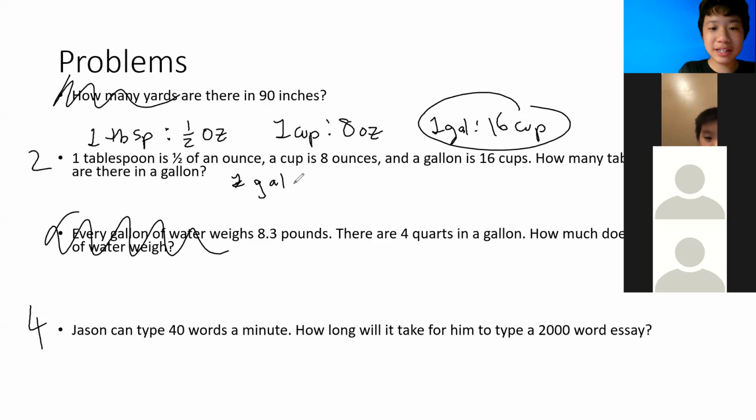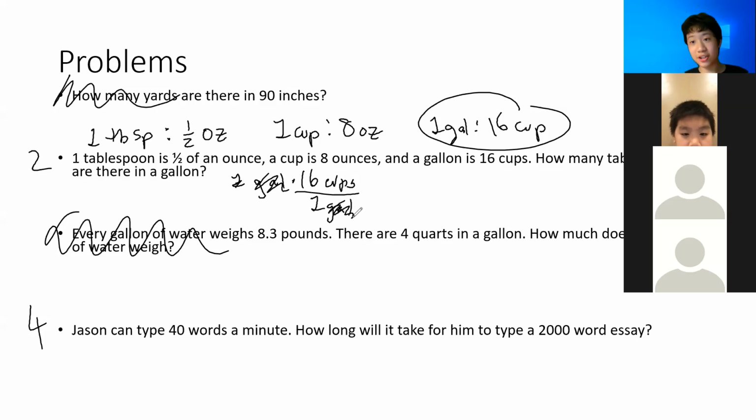If we multiply this by 1 gallon per 16 cups, it's not going to cancel. The gallon is multiplying by the gallon. It's just going to make things more confusing. So we need to make sure that we multiply it in the right direction: 16 cups per 1 gallon. As you can see here, the words gallon are going to cancel out. So now I just have cups.